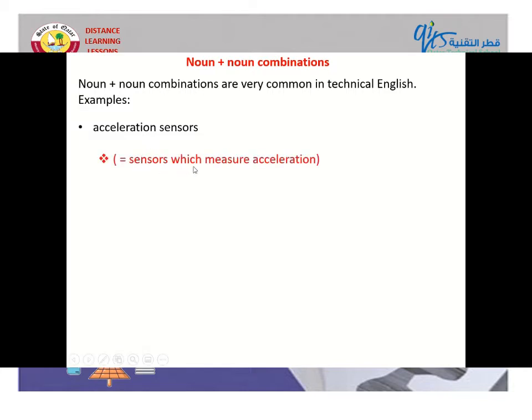It means sensors which measure acceleration. You can see that acceleration acts as an adjective to describe the kind of sensor, and acceleration comes before the noun that is described. The noun that is described, that is sensors, here comes at the end of the combination. And when we expand the combination, we start with the noun that is described. So sensors here comes at the end of the combination and at the beginning when we expand it.